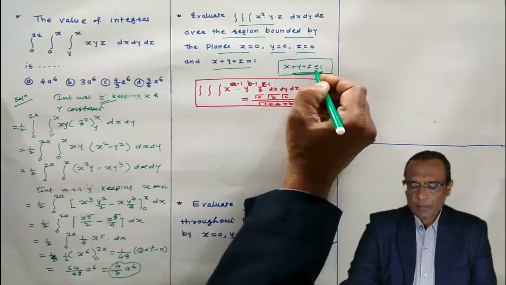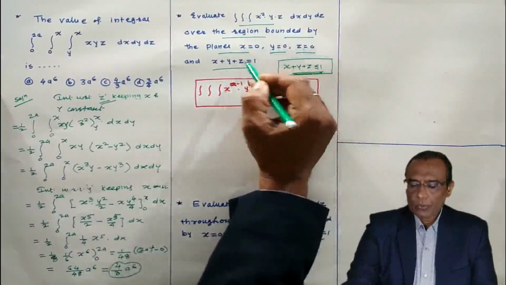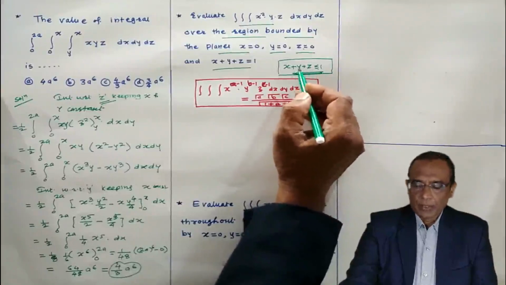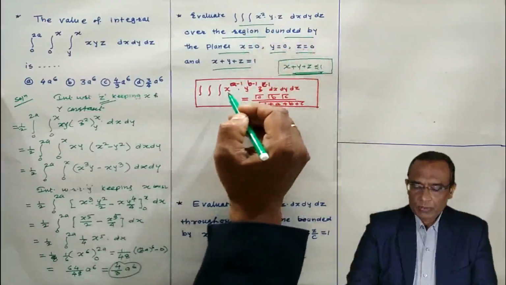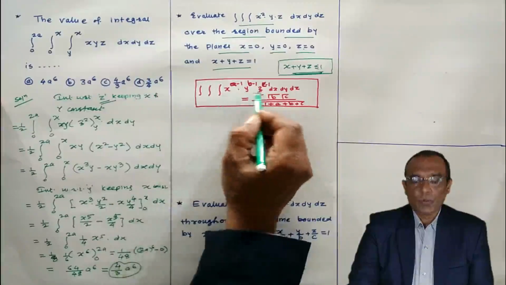Okay, this is the region and these four are planes. These four planes contribute to form this region. If this type of thing is there, then you can use Dirichlet theorem or Dirichlet formula you can use. So this is Dirichlet formula, you know.